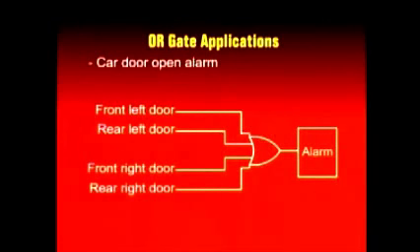Now the output of the OR gate is connected to an alarm. So now whenever any of the 4 doors or all 4 doors are open, the inputs would be 1s corresponding to the open door. The output would of course be 1 and the alarm would be sounded.